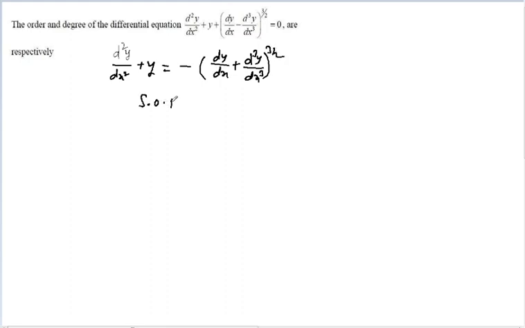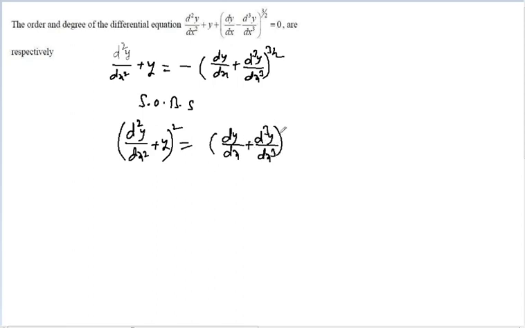So squaring on both sides, (d square y by dx square plus y) whole square is equal to, here minus whole square is positive, that is (dy by dx plus d cube y by dx cube) whole cube. So from this d square y by dx square, the order of this is 2 and d cube y by dx cube order is 3. Here highest order is equal to 3 and the power of the highest order is called degree. Degree is equal to d cube y by dx cube whole cube, that is order is 3 and degree is 3.